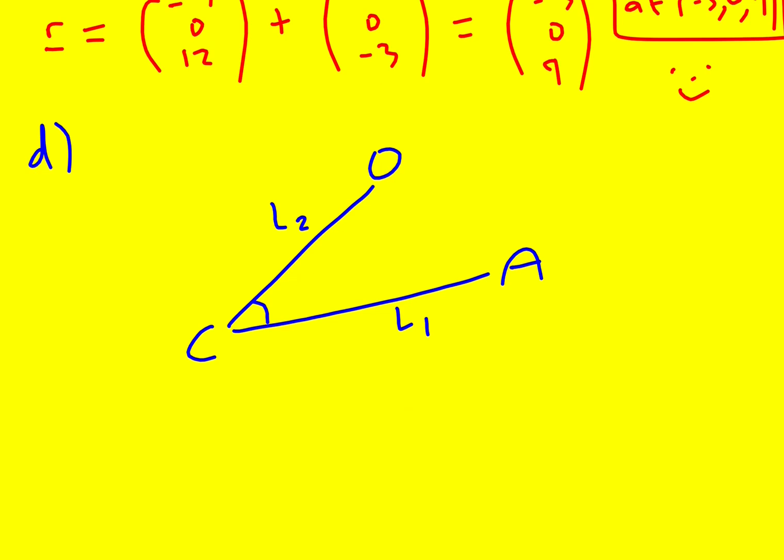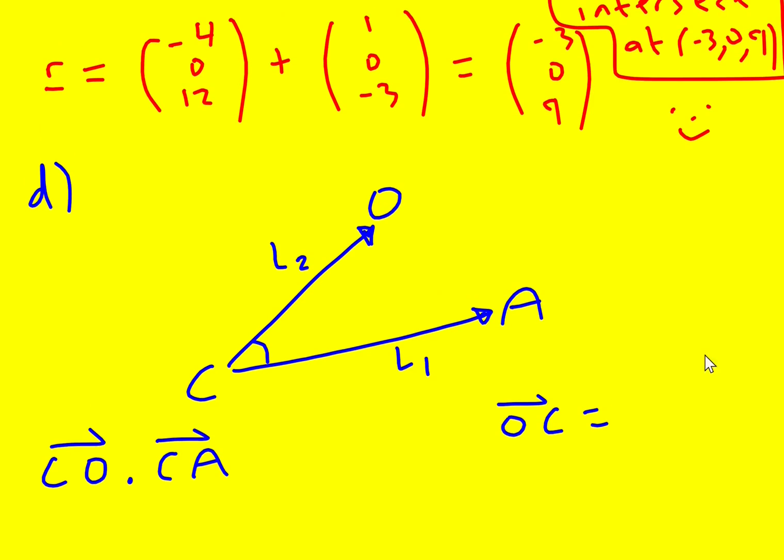And we can investigate the angle using the dot product. So that would be CO dotted with CA. You always take the vectors that are going out from the point. Well, we just calculated OC because it was the position vector of the point of intersection. It was that minus 3, 0, 9. And so CO is going to be 3, 0, minus 9.